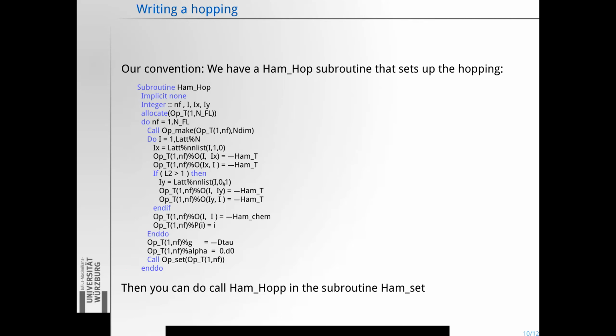Then you do the same for the y direction. You ask for the neighbors in y direction and also set them to the hopping amplitude. If present, you set the diagonal term to the chemical potential. So this is done here.